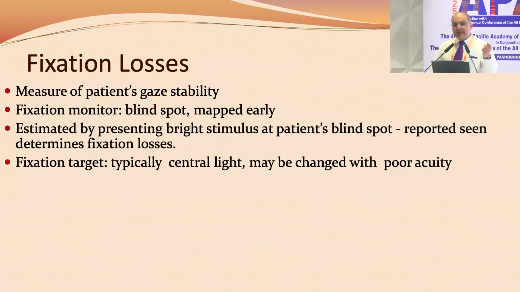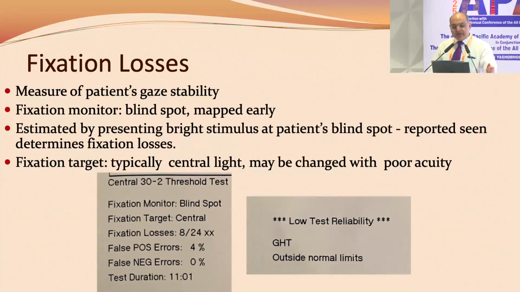There's typically we ask for a central yellow light, but they can change depending upon the type of visual field we want to do and the visual acuity of the patient. So whenever we have high fixation losses, there will be again two crosses in the reliability indices area, and there will be low test reliability with GHT being outside normal limits.